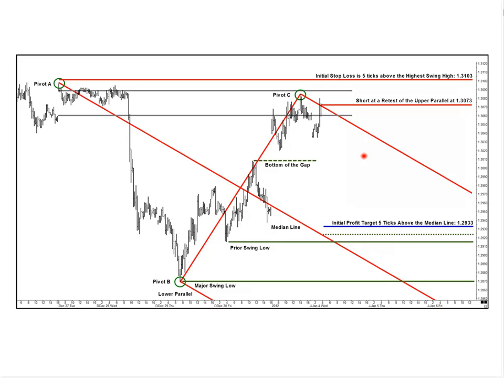What do we get? First, let me get a drink of tea. Price comes up, we get filled on the next bar. So I'm short at a retest of the upper parallel at 130.73. I always work my stop loss. At the same time, I'm working my limit sell. If I'm a buyer, I work my stop loss. At the same time, I'm working my limit buy.